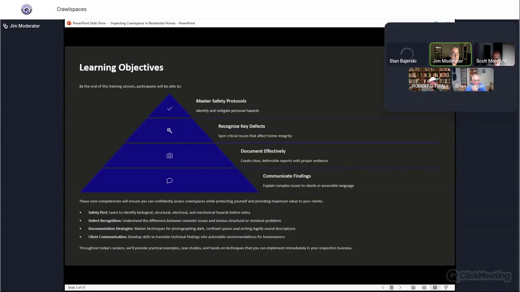The first thing we need to know is safety. Learn to identify biological, structural, electrical, and mechanical hazards before entry. We want to take a look at our space before we move in. Defect recognition: understand the difference between cosmetic issues and serious structural and moisture issues. Documentation strategy: master techniques for photography in the dark, confined spaces, and writing sound descriptions. Client communication: develop skills to translate technical findings to actionable recommendations for homeowners.